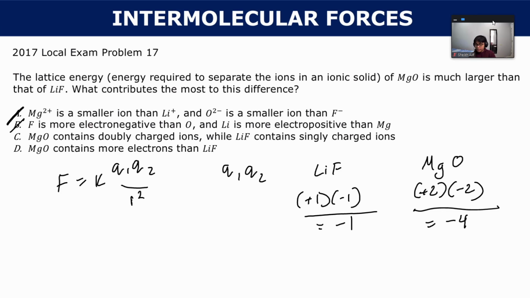C, MgO contains doubly charged ions, while lithium fluoride contains singly charged ions. This totally makes sense. This is basically what we saw here. These are doubly charged ions, and then these are singly charged ions. And so C does make sense, so I'm going to keep C. And then D, MgO contains more electrons than lithium fluoride. That doesn't really mean anything. The only thing that would contribute is probably London dispersion forces. But again, in an ionic solid, London dispersion forces are pretty insignificant compared to ion-ion interactions. So D does not make sense, and it's going to be C. MgO contains doubly charged ions, while lithium fluoride contains singly charged ions.